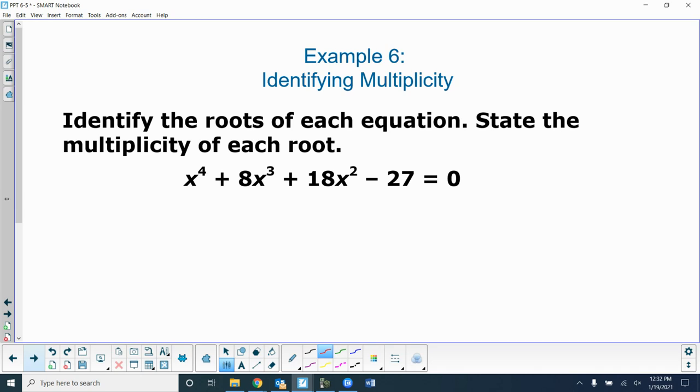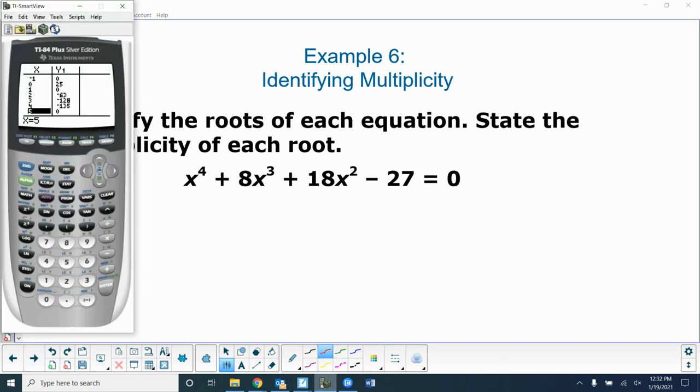Okay, so, it says identify the roots, shapes of multiplicity. So, just put it in your calculator. All right, I got the x to the fourth. It's plus 8x cubed plus 18x squared minus 27. How many? Oops, that doesn't look right. I put 86. How'd that happen? That's good enough.